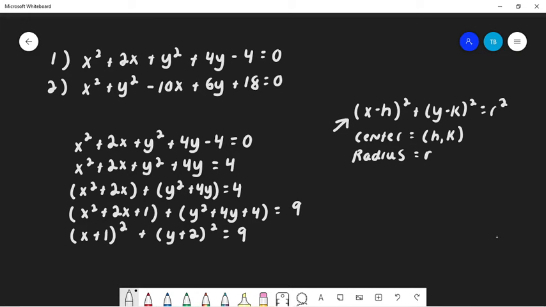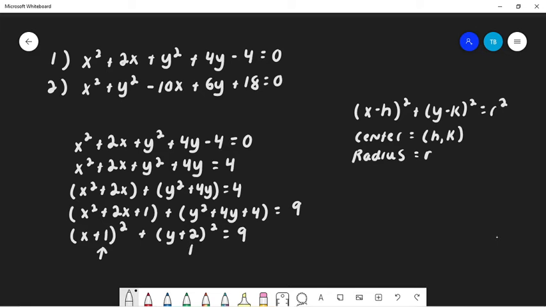So it's (x - h)² + (y - k)² = r², where h and k is the center and r is the radius. So to find the center, h comma k, we would look at the second term in each of these binomials. So it'd be this one here and this one here.